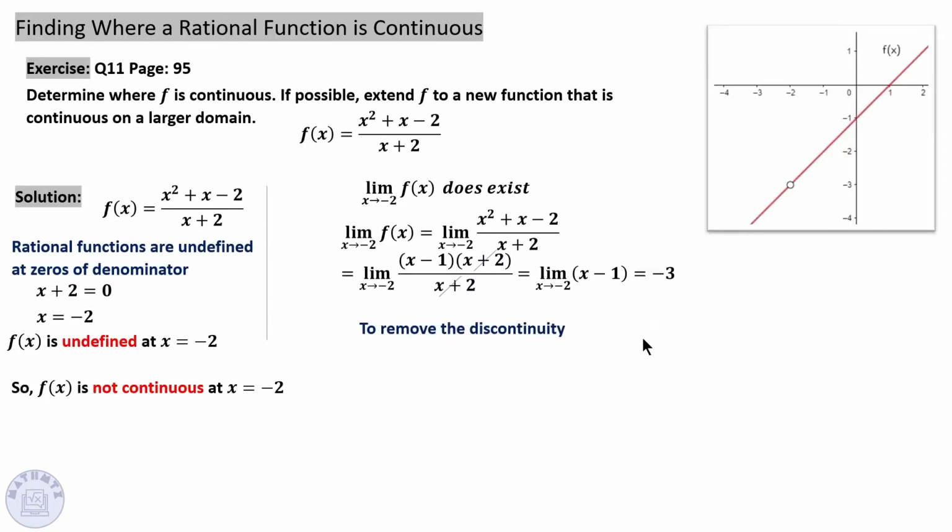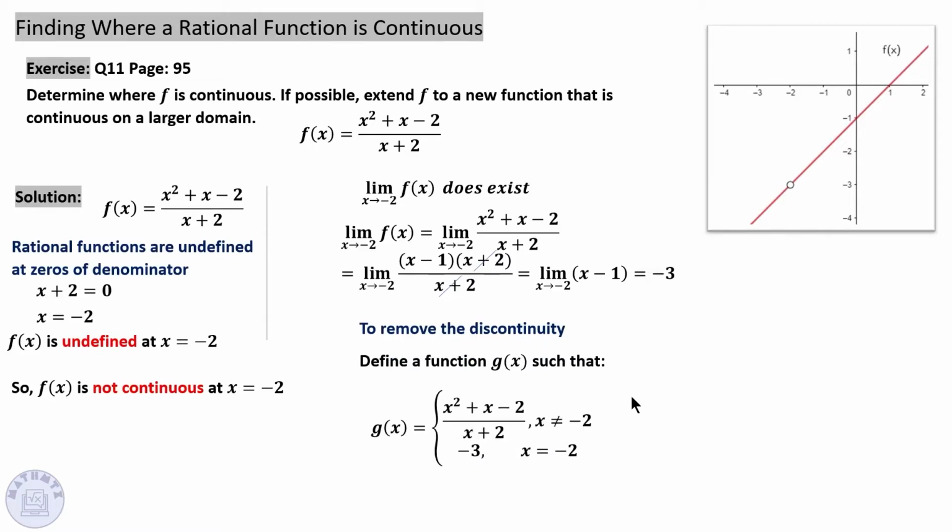All right, so to remove the discontinuity, basically we need to fill this point, and therefore we can define a function g of x such that it's the same as f of x for all real numbers except at -2, and at -2 we will fill it with the value of the limit, so -3 at x equals -2.